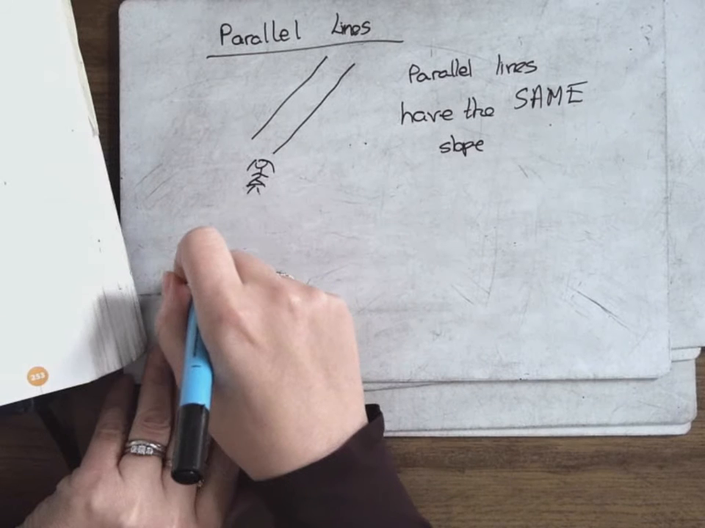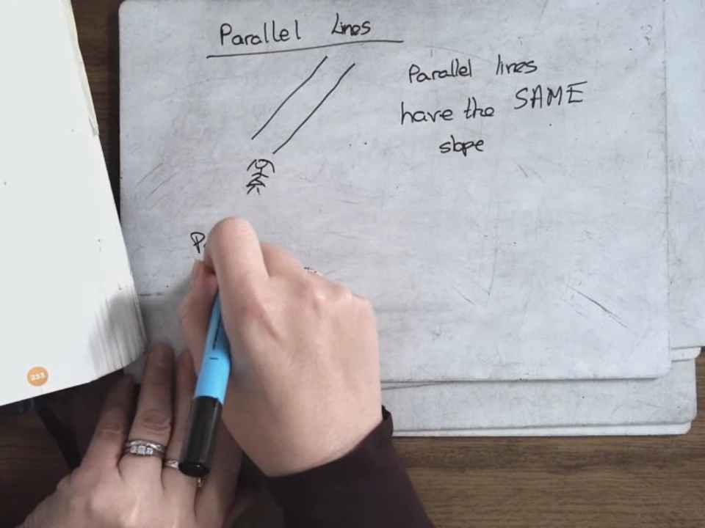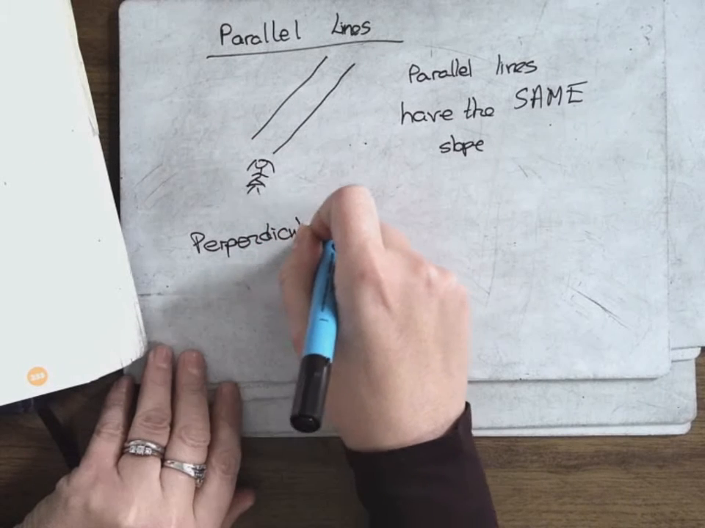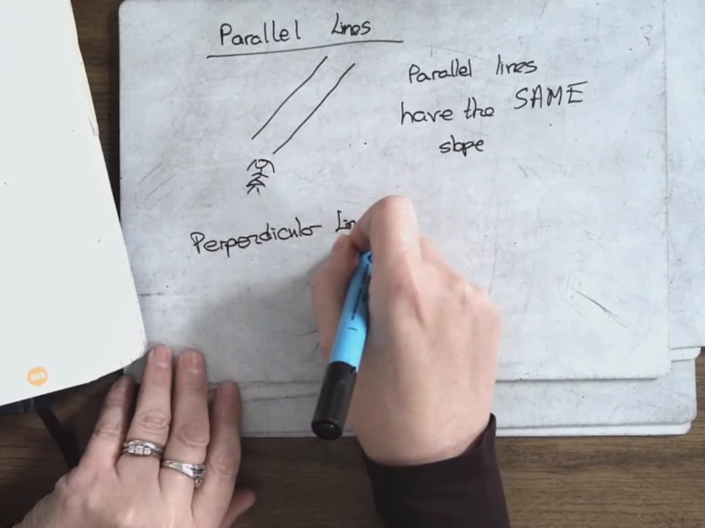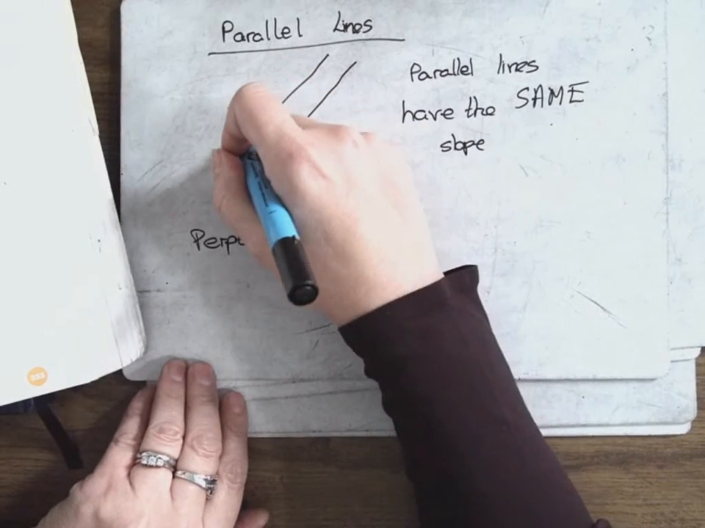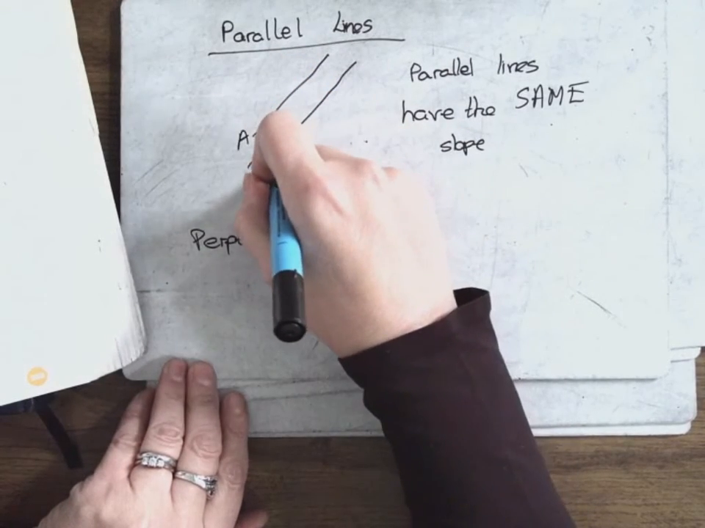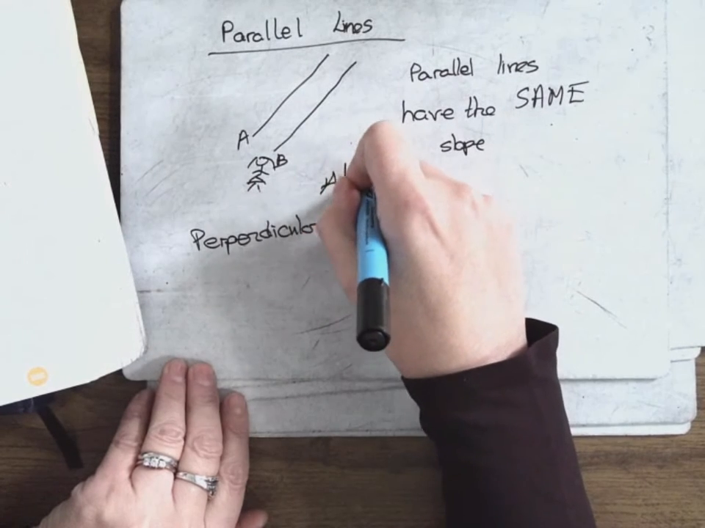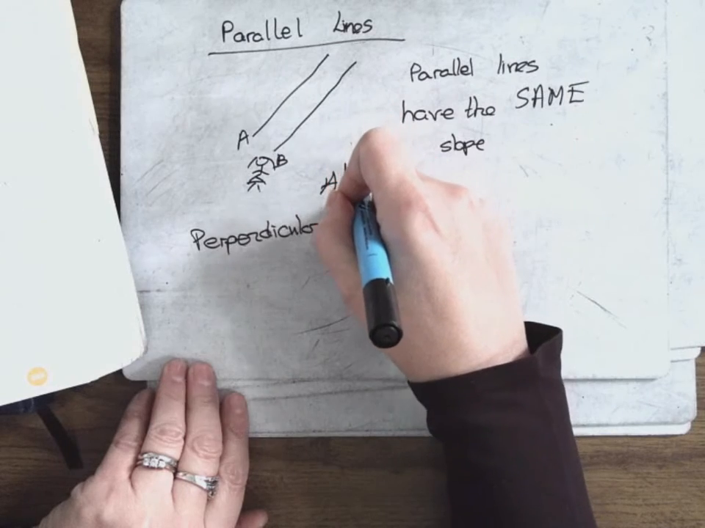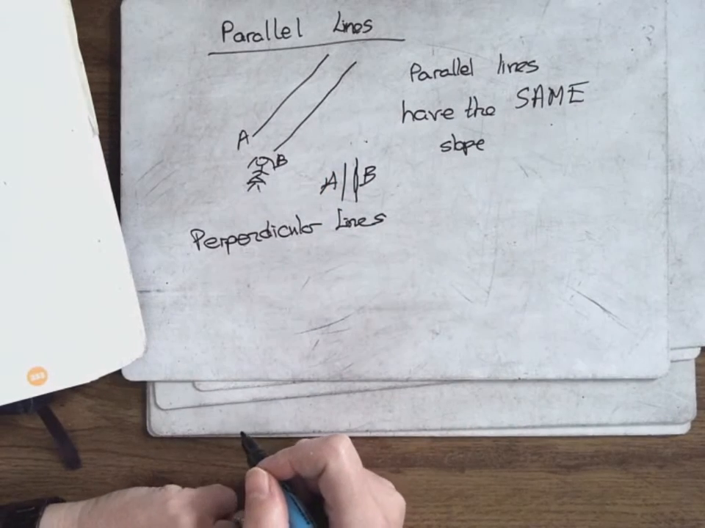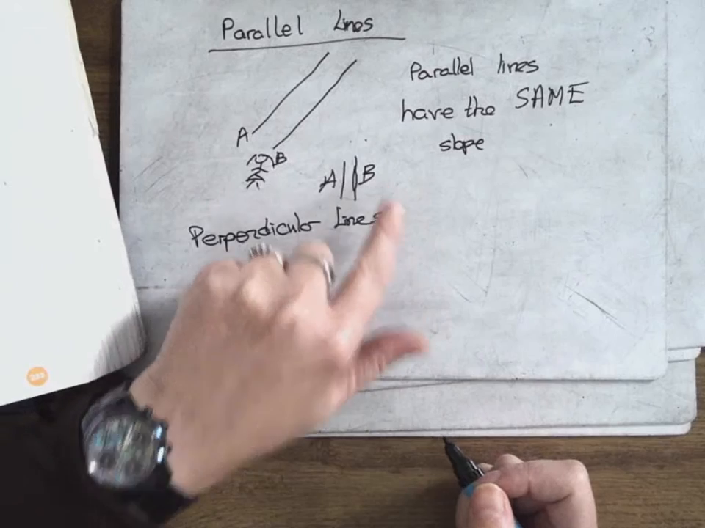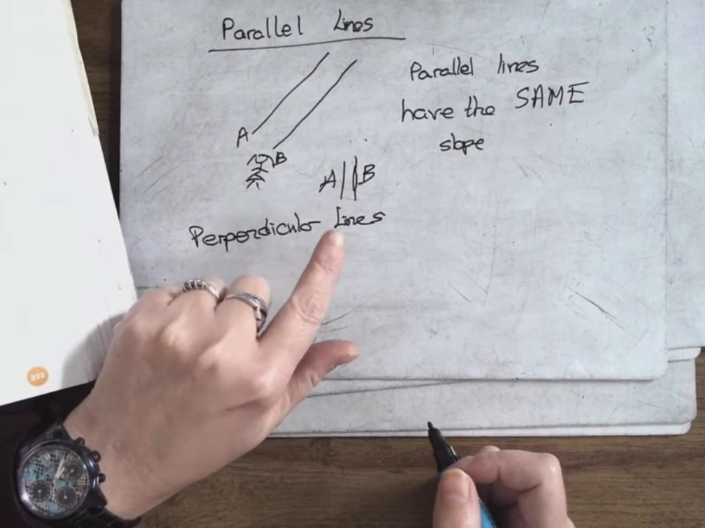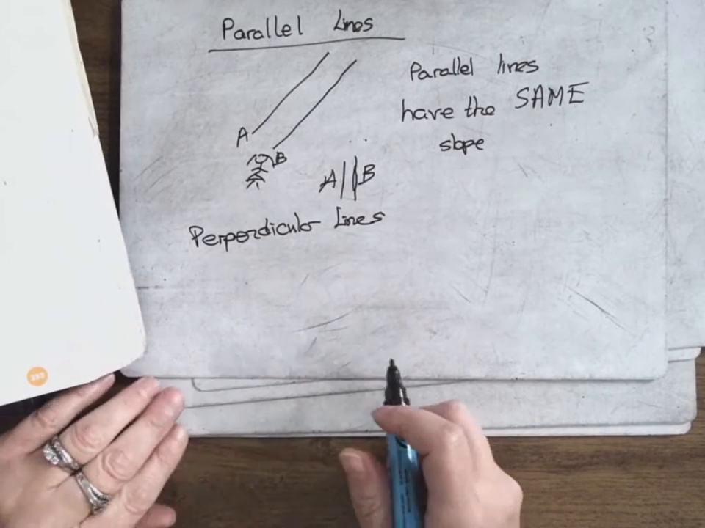Perpendicular lines is the next thing. What's the story with perpendicular lines? They meet at a right angle, exactly. But before I move on, if I call this line A and this line B, the symbol for parallel, girls, is A, two straight lines, B. See the two straight lines? That's the symbol for parallel. So that just means A is parallel to B, because remember, maths people don't like words, so they have symbols for everything. Are we okay with that?